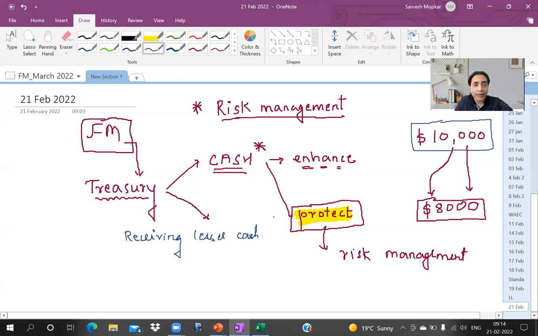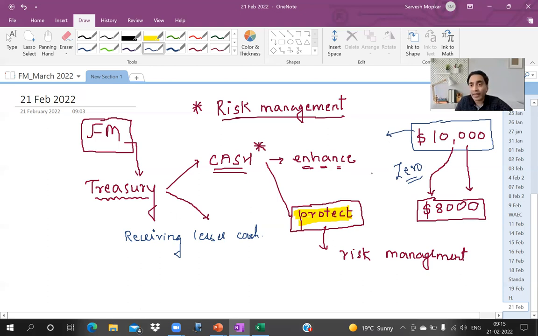Like what I think Fatima says, robbery. Yes, of course. Robbery is one of the reasons why lesser cash will come to you. Pilferage of cash. When the cash is in transit, something happens, some pilferage happens, some loss happens, some stealing happens, robbery happens, some fraud happens, and you receive only $8,000, or maybe you receive nothing. You lose the entire $10,000. So this is a risk.